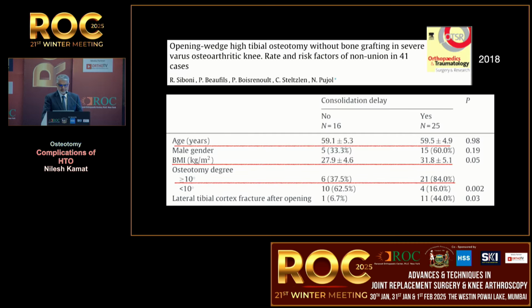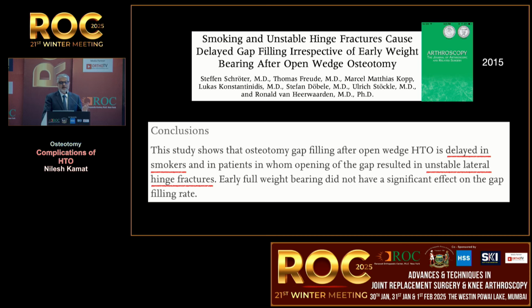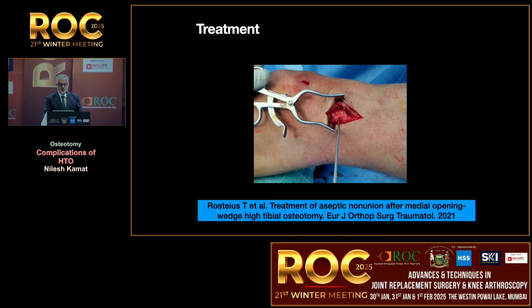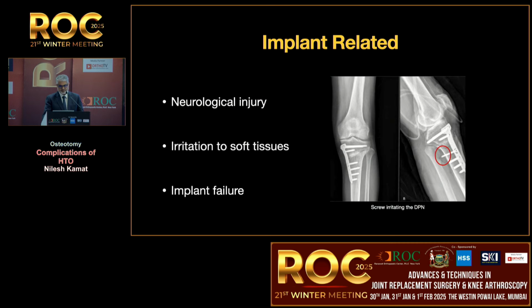You heard this in the past that more than 60 years, high BMI, and if you're opening more than 10 degrees, these are the ones who can have a delayed healing. Smoking and unstable hinge fractures again cause delayed healing. You need to be aware about that and counsel the patient accordingly. If it does happen, you will go ahead and do an autogenous bone grafting if your osteotomy is stable. Lastly, be careful that your screws are not prominent, because they can irritate the soft tissue, they can cause neurological injury and other complications related to the same.